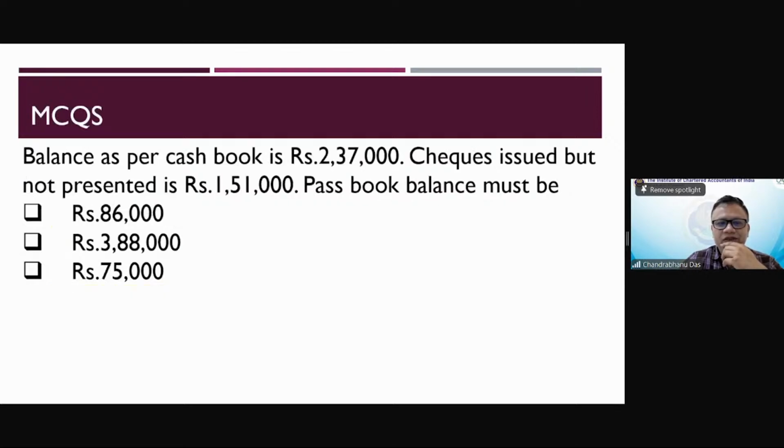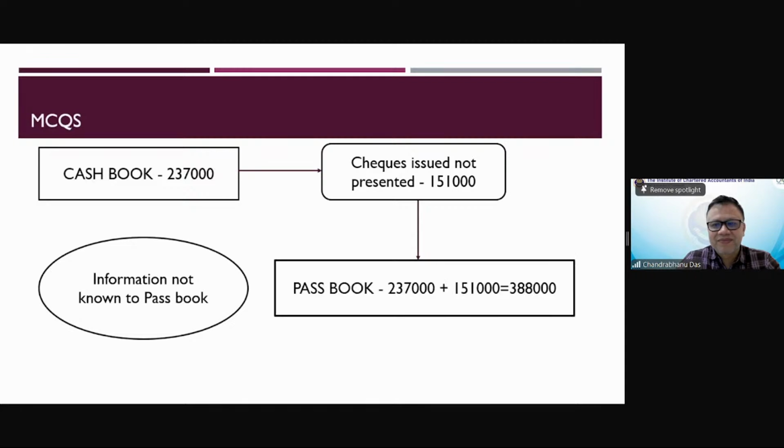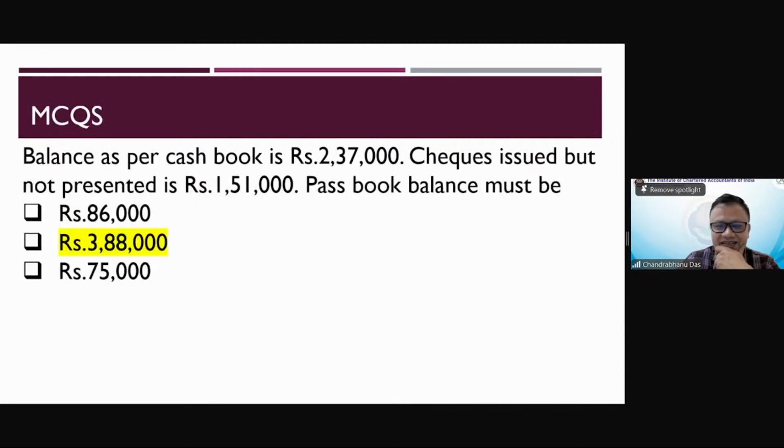So the next option is balance as per cash book is 2,37,000. Checks issued but not presented is 1,51,000. What should be the passbook balance? Who will answer it? Kiran Dhanwani raised her hand, so I think she will again be the winner. It's B option, sir, 3,88,000. Wow, correct answer. 3,88,000, because the passbook doesn't know about this information.